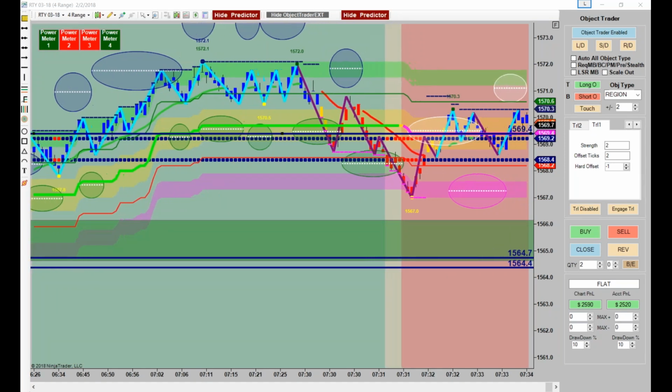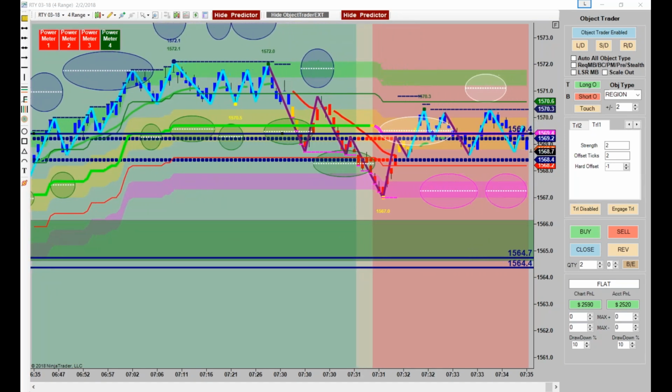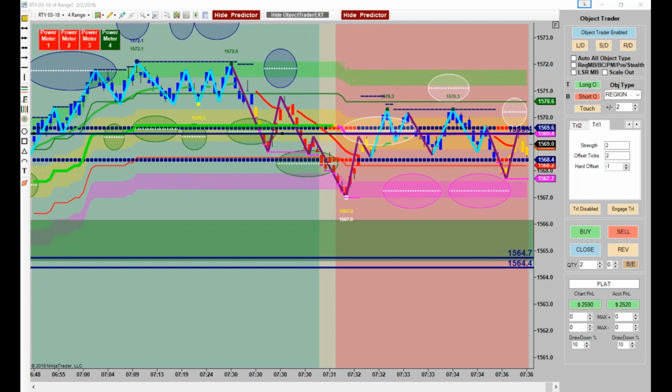How do you get the white trail box off the chart? Which white trail box? I'm not sure.